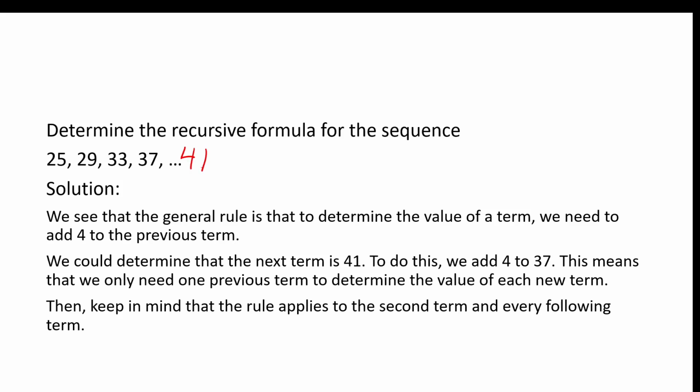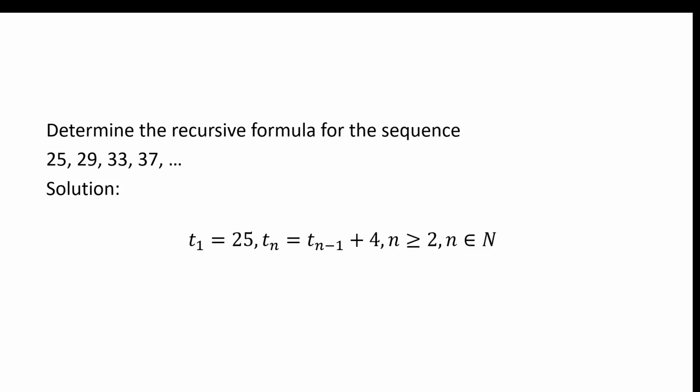Well, how did we do that? Well, we went back to 37 and added 4. So how many previous terms did we need? We only needed one previous term to determine the value of the next one. So we'll keep in mind that the rule applies to the second term and every term following, and we have to give the first term of 25. So t1 equals 25, tn equals tn minus 1 plus 4, n is greater than or equal to 2, n is a natural number. So the circled part means the first term is 25.